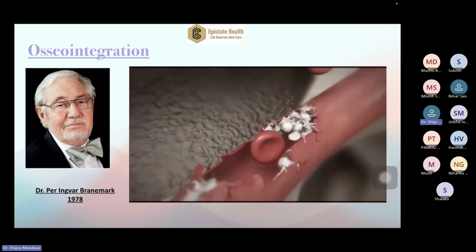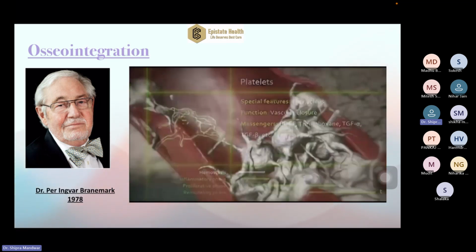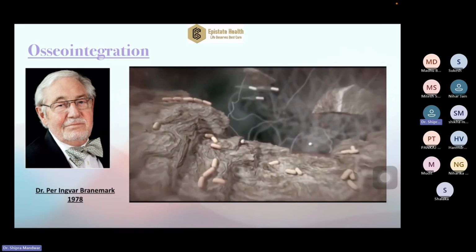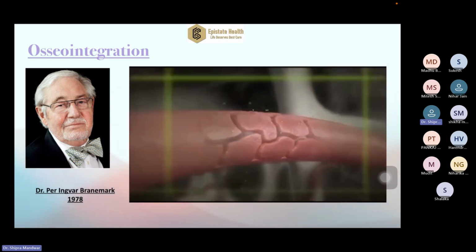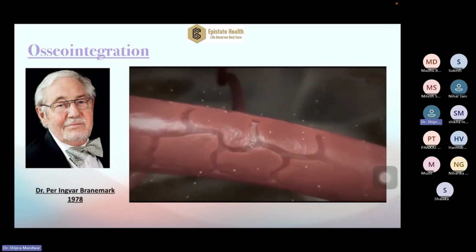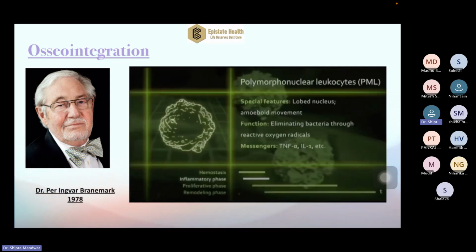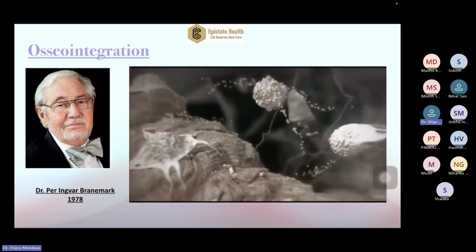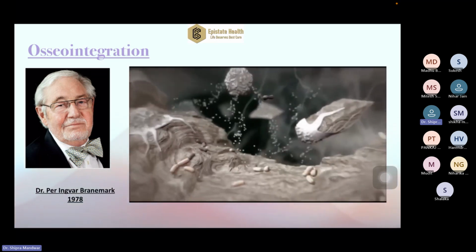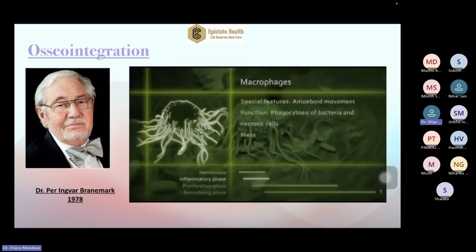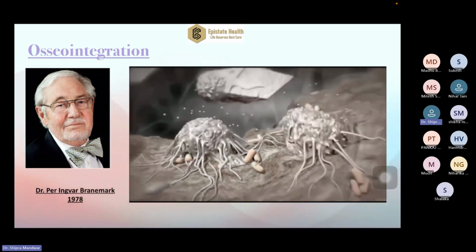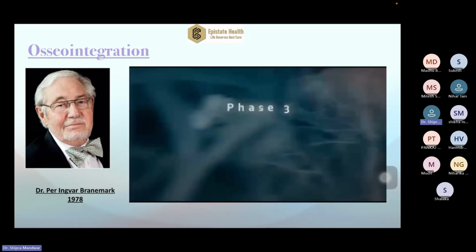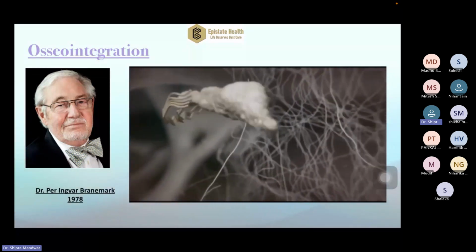The broken blood cells release platelets, and the platelets release different kinds of messengers, creating a platelet plug. Now, this is the inflammatory phase where the endothelial cells squeeze out polymorphonuclear cells, and there is deposition and destruction of the bacteria. But now this dead bacteria has to be cleaned, and for that the macrophages come into being and clear all the dead bacteria, and now what we have is a clean surface for osseointegration.